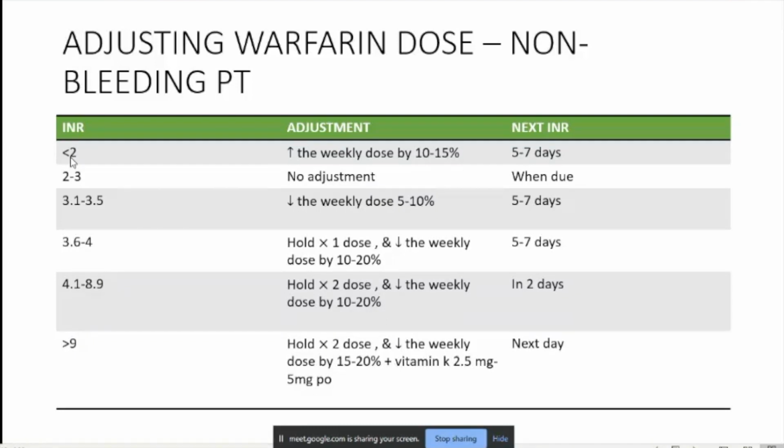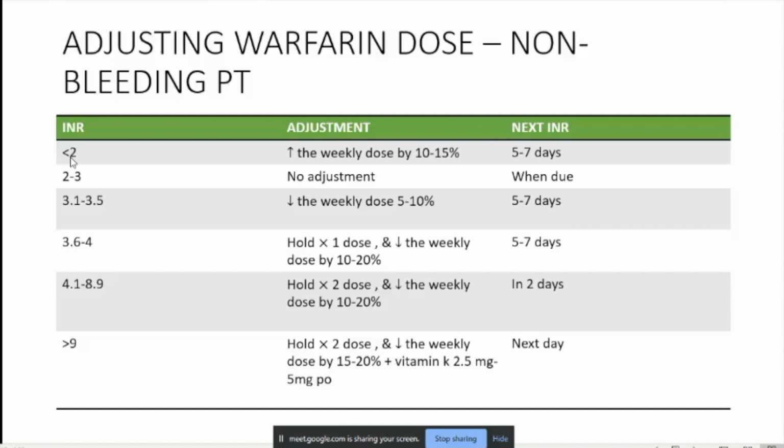At least you have to remember whether you're increasing or decreasing the dose. Even if you don't remember, like when I discussed the adjustment in heparin and antiplatelets, even if you don't remember the percentage, at least remember whether you are decreasing or increasing the dose. Are you holding or stopping the infusion? In heparin, we said stop, right? So do we stop the infusion, or do we hold the dose? Here we have to increase weekly.